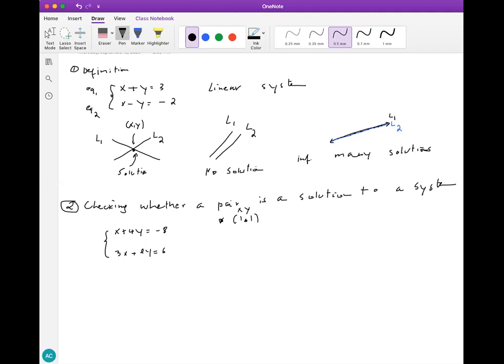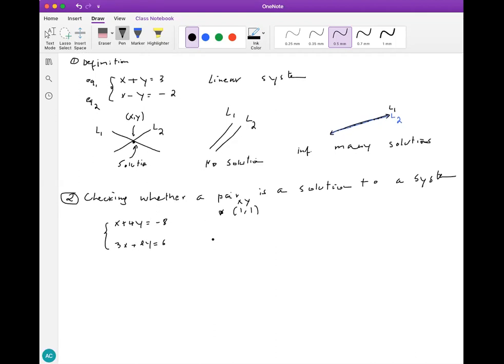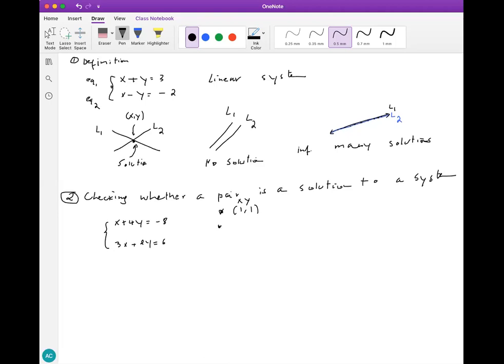In order for this to be a solution to the system, it has to be a solution for this equation and this equation at the same time. That's when it's a solution. Otherwise, it will not be a solution. So to check this, all we have to do is take these values and plug them in both of these equations. I'm going to take x, y, plug it here. So this is equation 1.